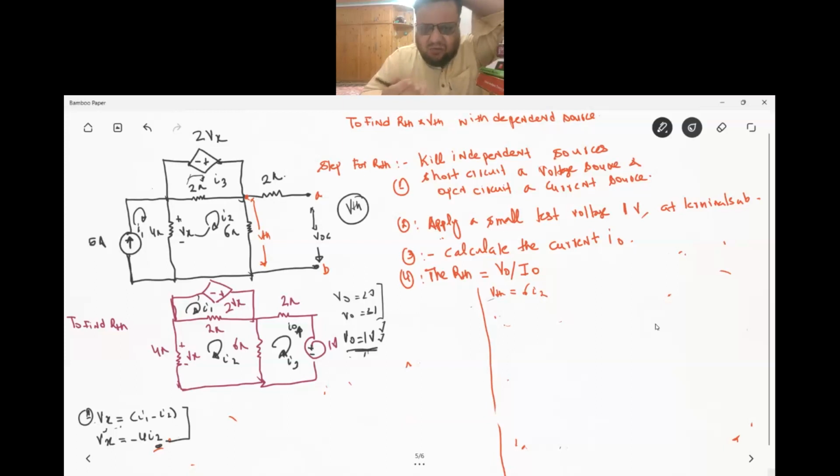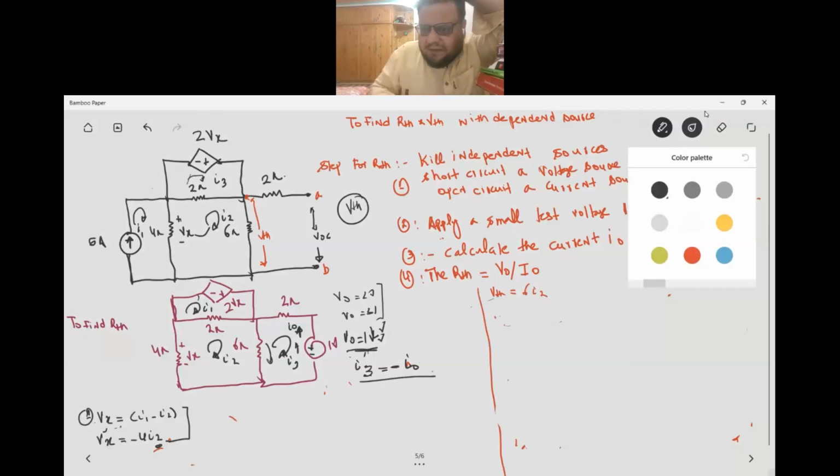Once you're done with this, then calculate the current, this current I naught. If you look at this circuit, if I'm able to get I3, you see I3 is going like this, down, whereas I naught is going upstairs. It is going in the opposite direction. So I3 would be equal to minus I naught. Now let's go for the V Thevenin first.